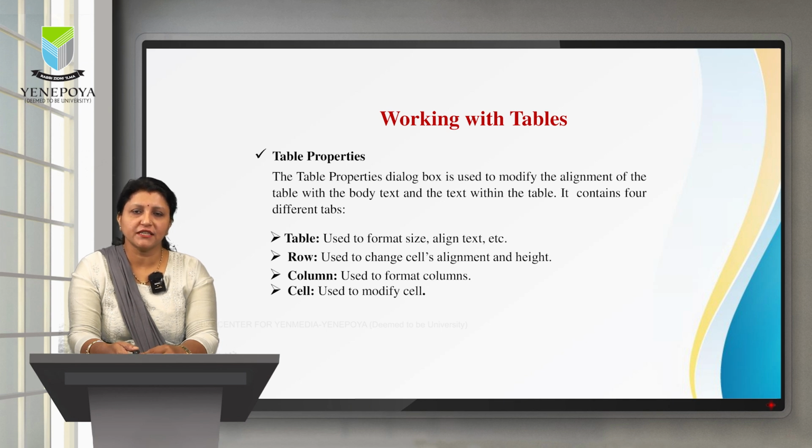Once you have written the content in the table and you have selected different alignment for the table, you can give some table properties. For example, if you want to modify the alignment of the table with the body text and text within the table, it contains 4 different tabs. We have the table, which is used to format the size and align text, etc. We have row, which is used to change cell alignment and height. We have the column, which is used to format the columns, and we have the cell, which is used to modify the cell.